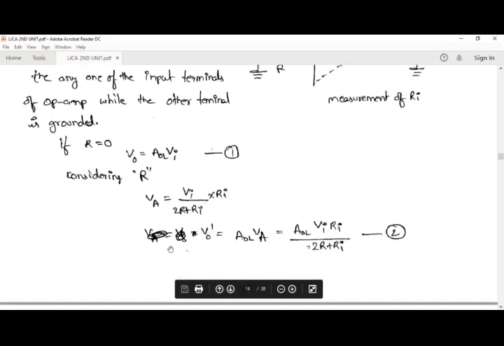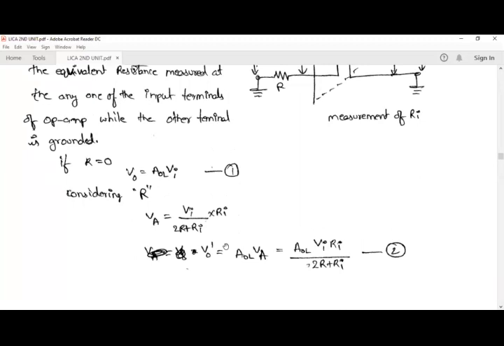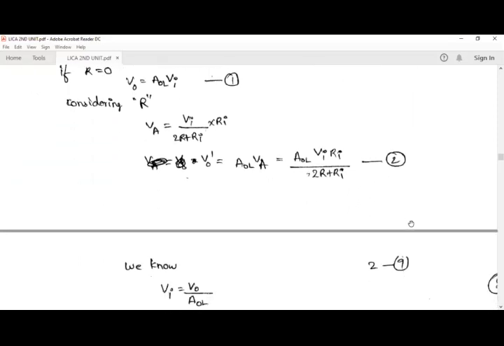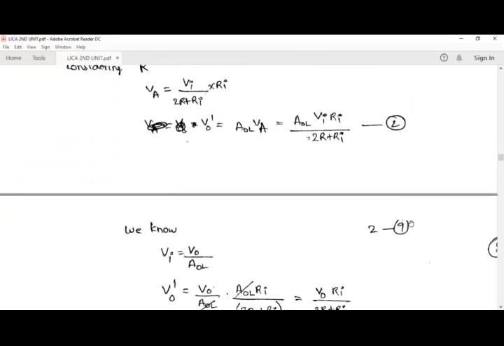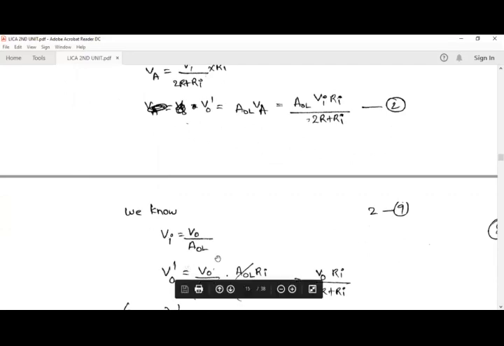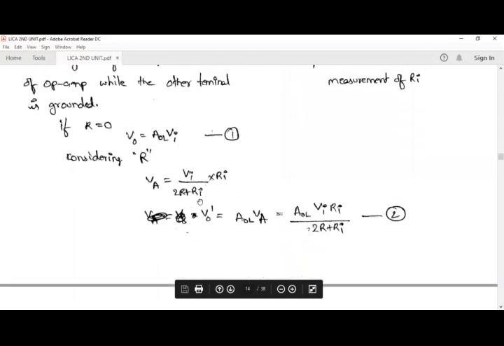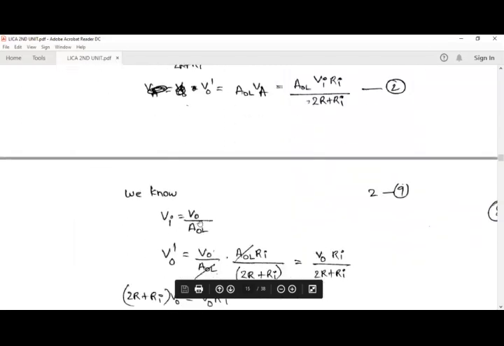With the help of this, we consider the output voltage V naught dash, which is equal to AOL into Va, which is equal to AOL into Vi into Ri divided by 2R plus Ri. That is equation number 2. Next, from equation number 1, we know that Vi is equal to V naught by AOL.